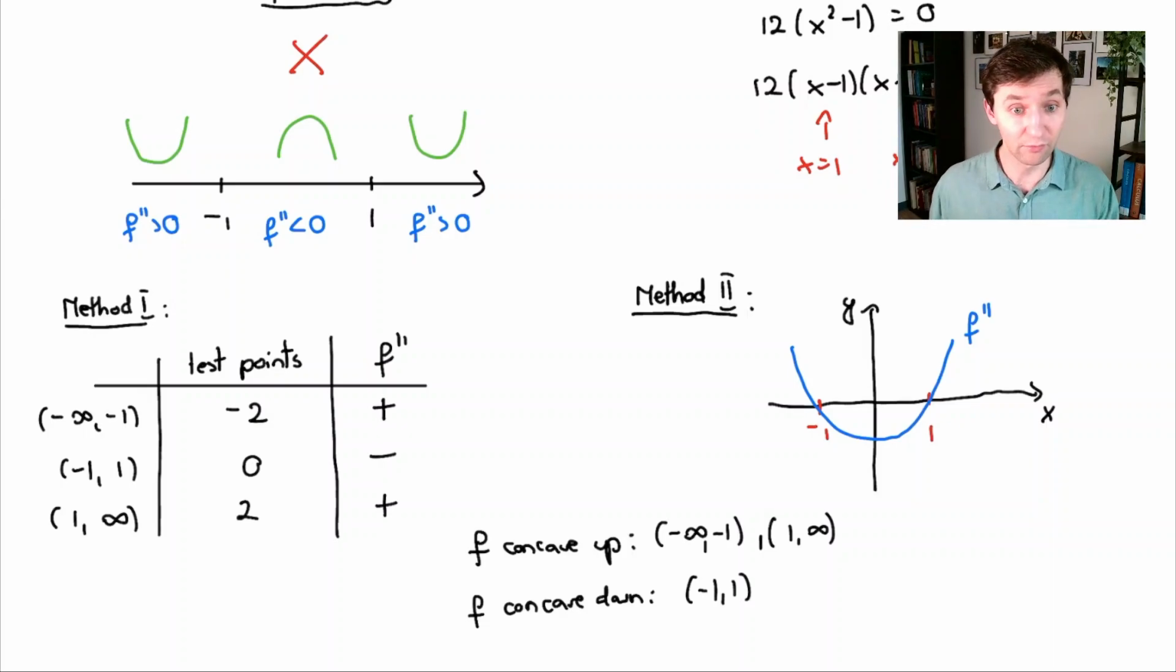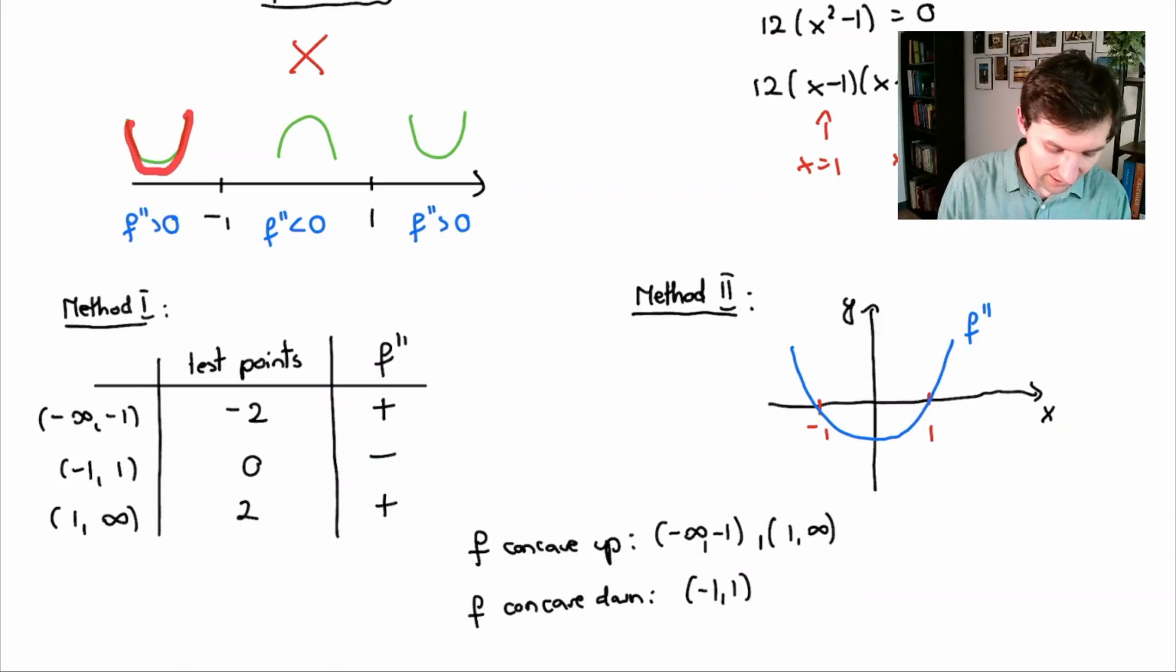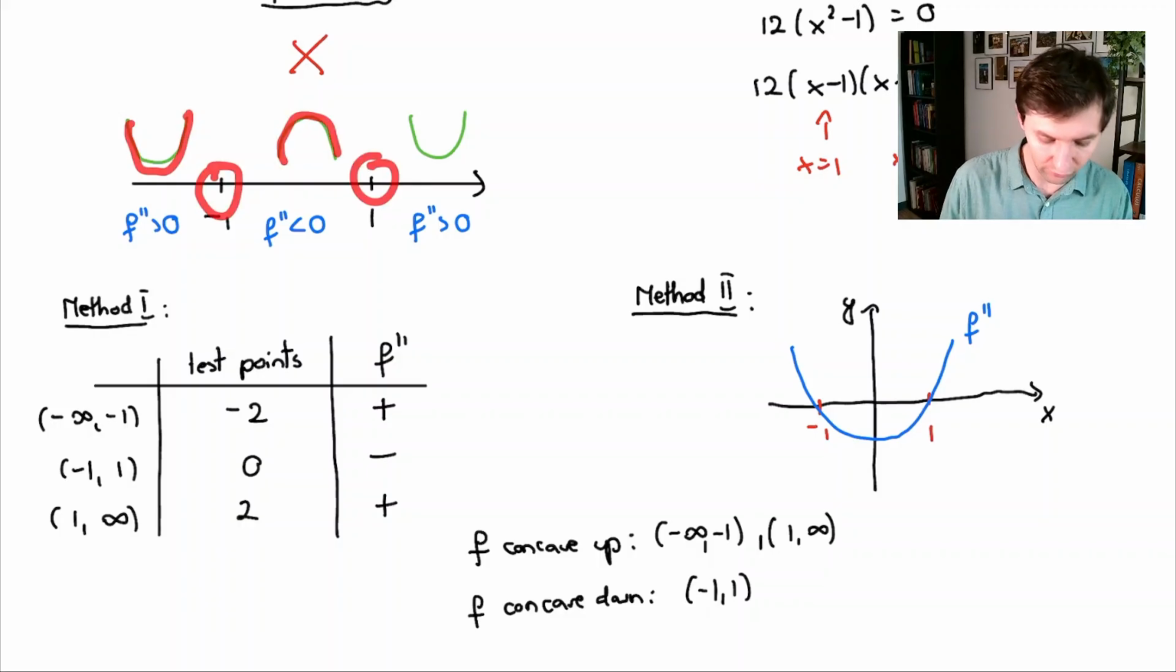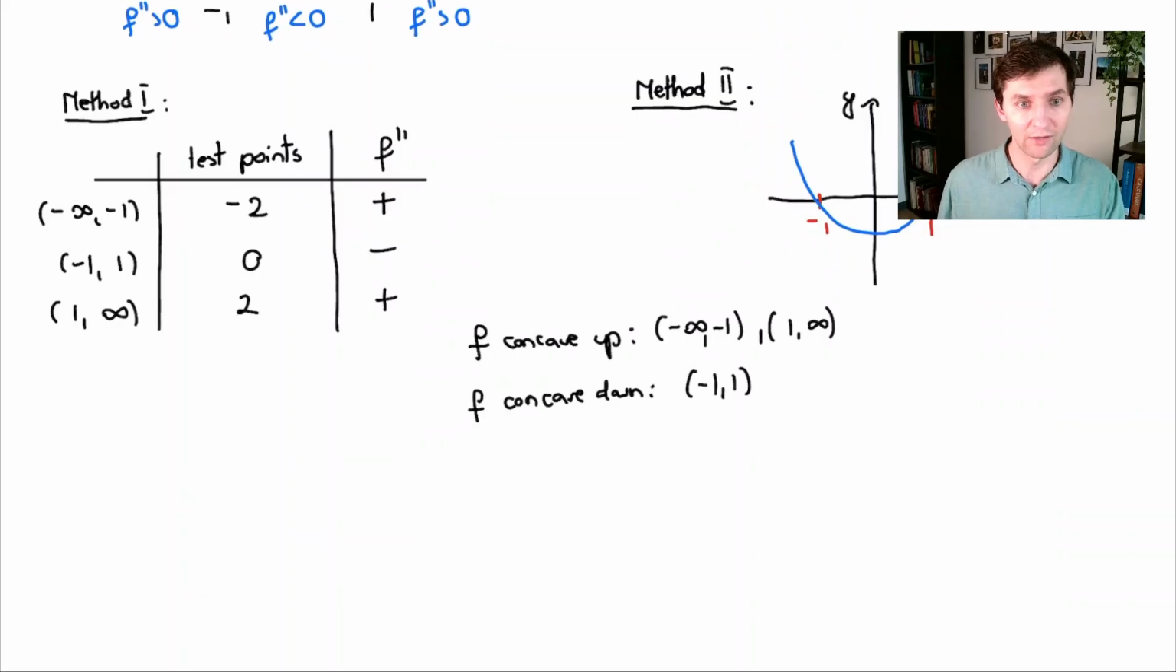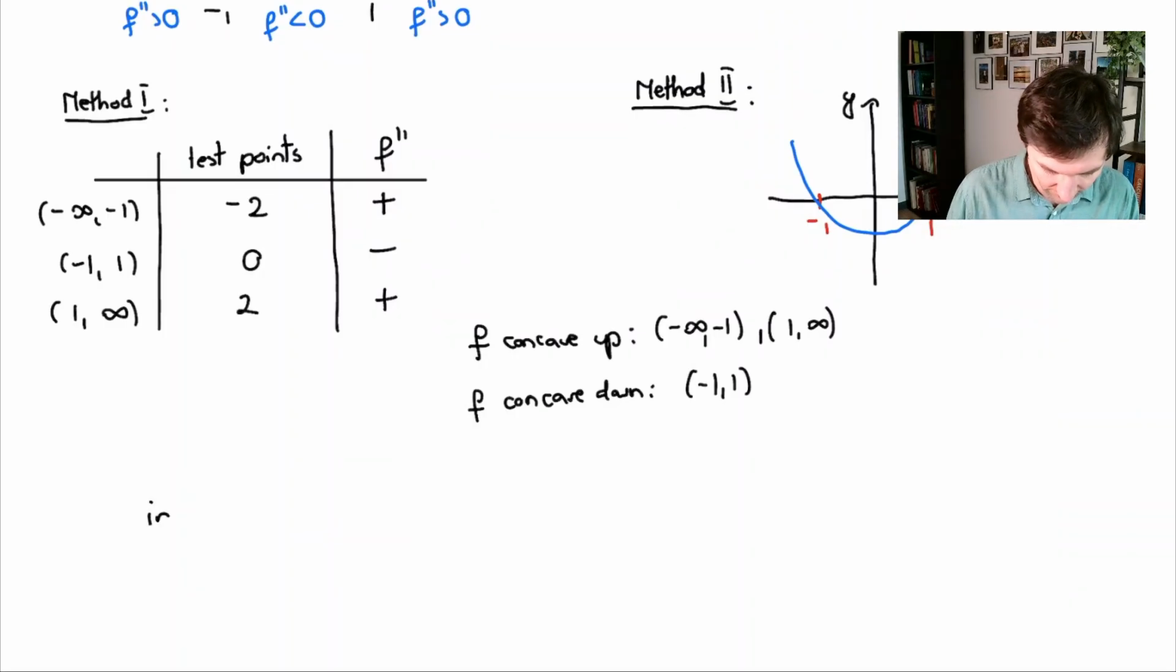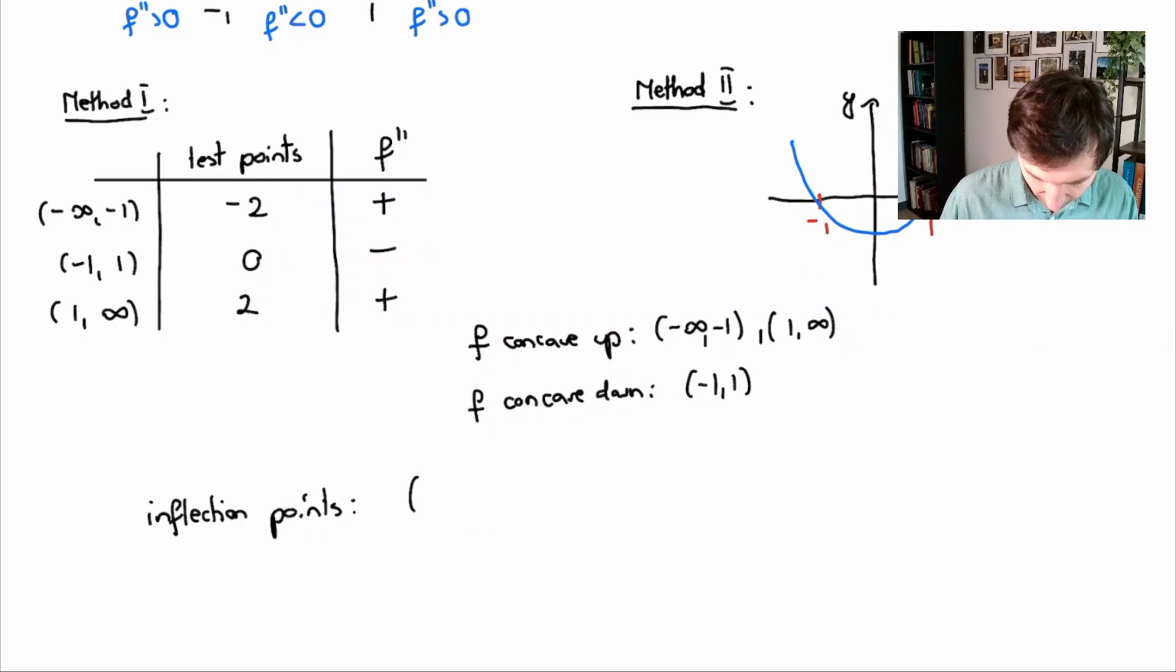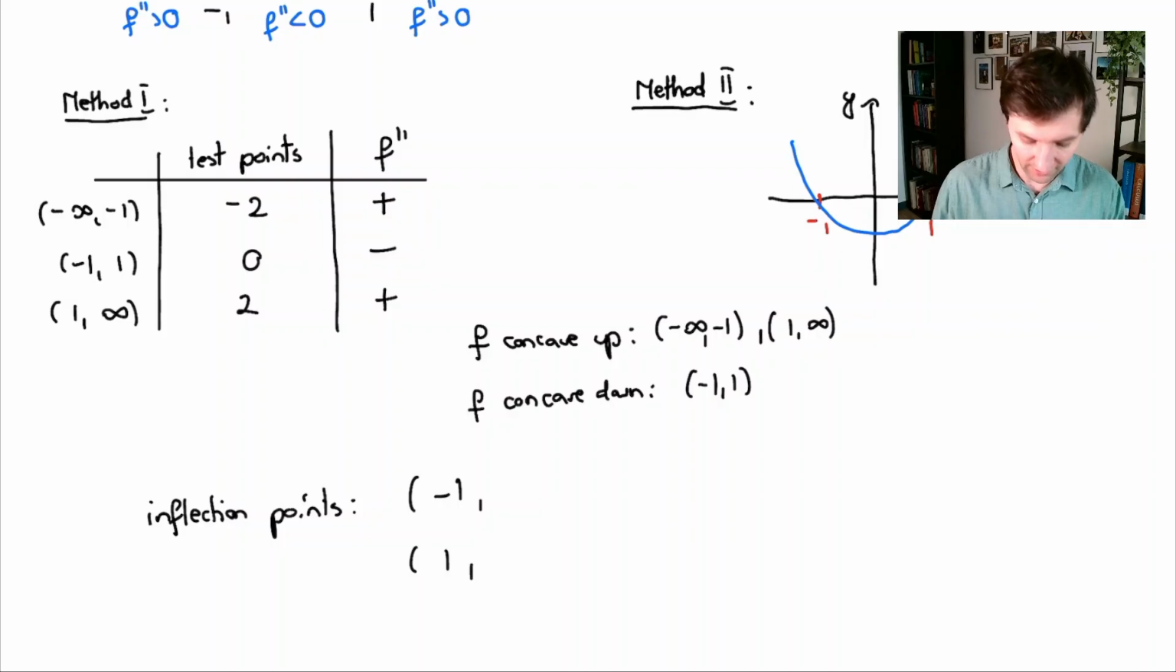We were also supposed to find inflection points. Now that I know where the function is concave up and concave down, I also know where the function changes concavity. I have a concave up function and I change concavity at negative 1. And again, I change concavity at 1. So to find inflection points, I already know the x coordinates of my inflection points. My inflection points will have x coordinate negative 1 and x coordinate 1. What will be the y coordinates? Well, I need to plug in those numbers into the formula of the function.